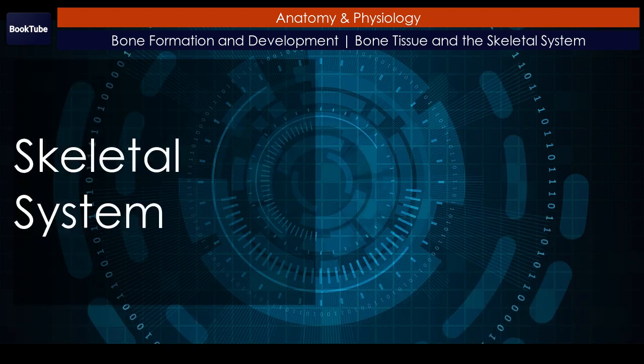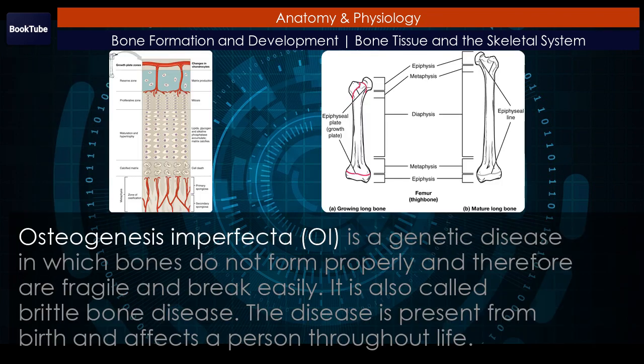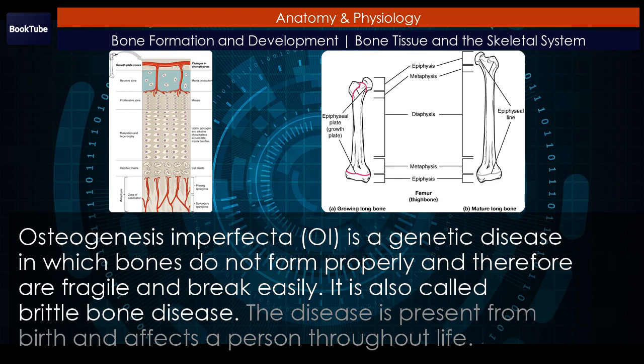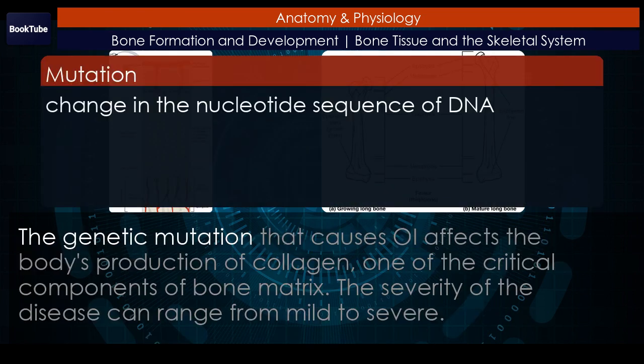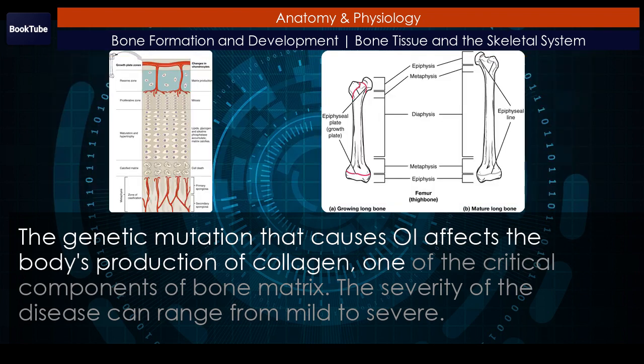Diseases of the skeletal system. Osteogenesis imperfecta, OI, is a genetic disease in which bones do not form properly and therefore are fragile and break easily. It is also called brittle bone disease. The disease is present from birth and affects a person throughout life. The genetic mutation that causes OI affects the body's production of collagen, one of the critical components of bone matrix. The severity of the disease can range from mild to severe.